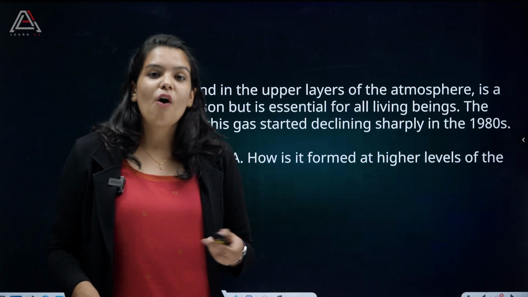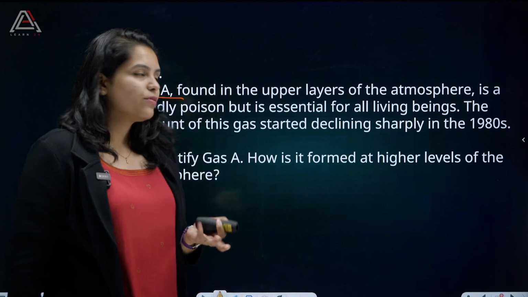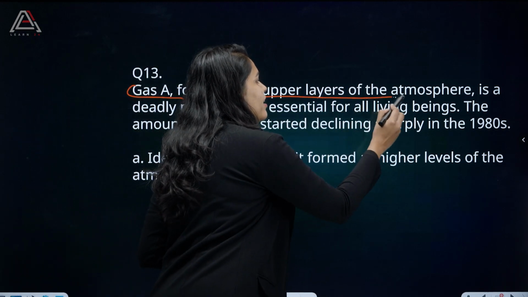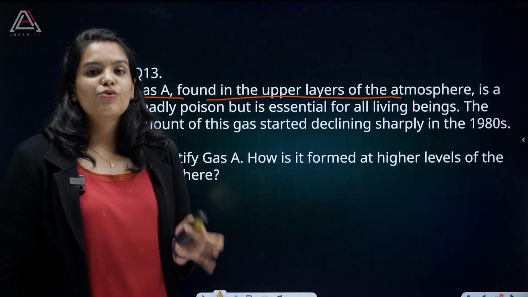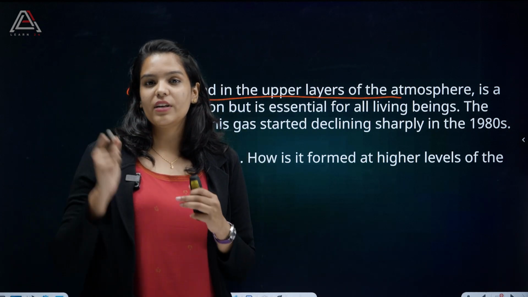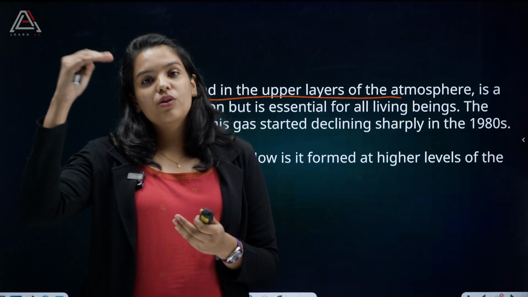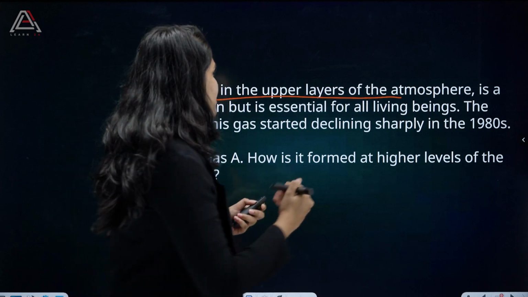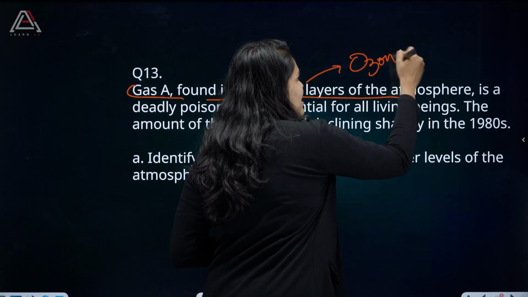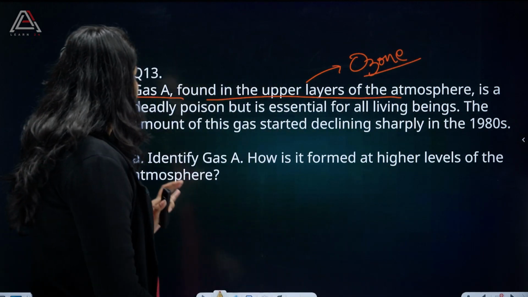Okay, moving on to the 13th question. Here they are asking about a gas A, an unknown gas which is found in the upper layer of the atmosphere. You have studied in the chapter Our Environment about the different layers of the atmosphere, right? Which gas is present in the outermost, that is the upper, layer? It is nothing but ozone.